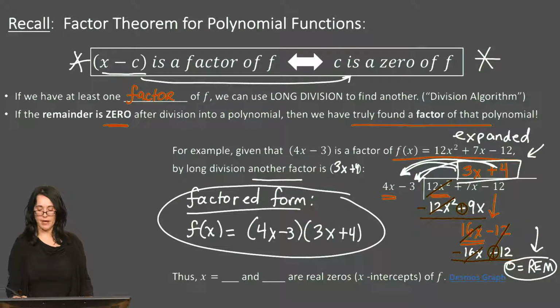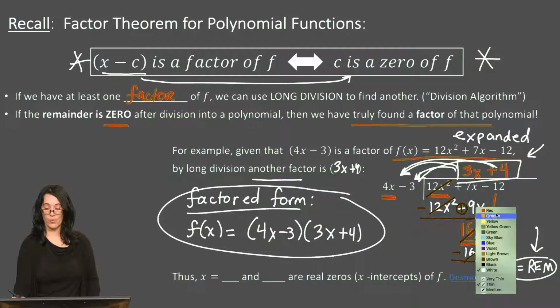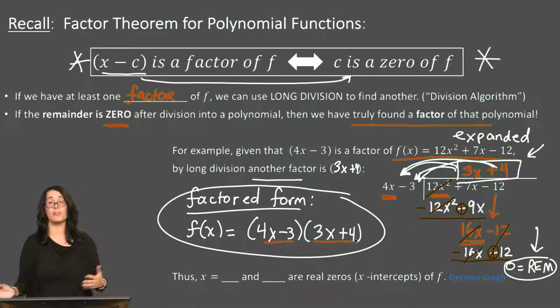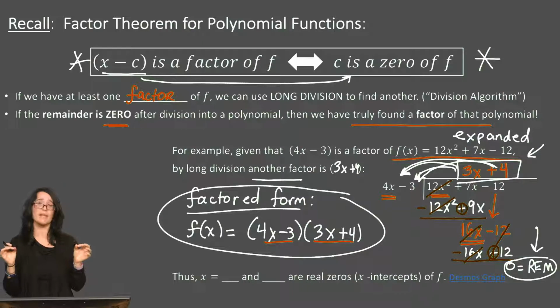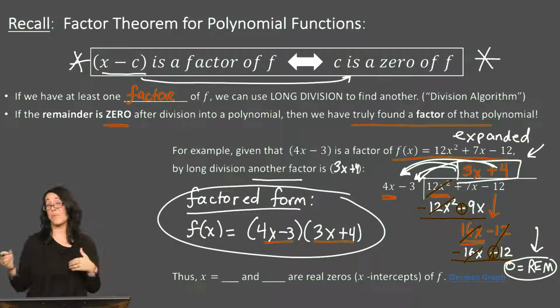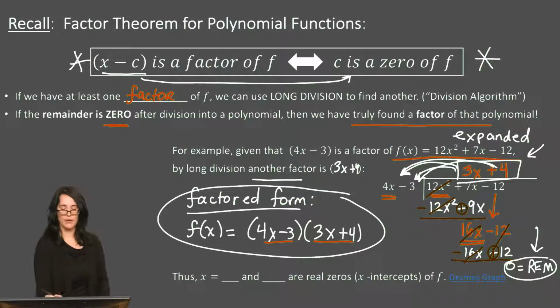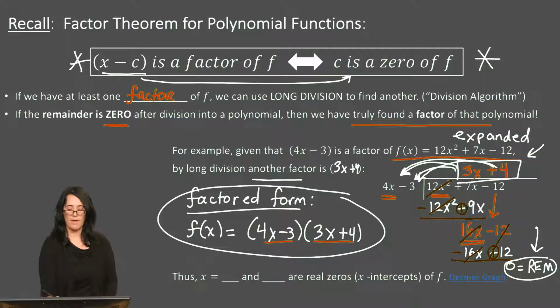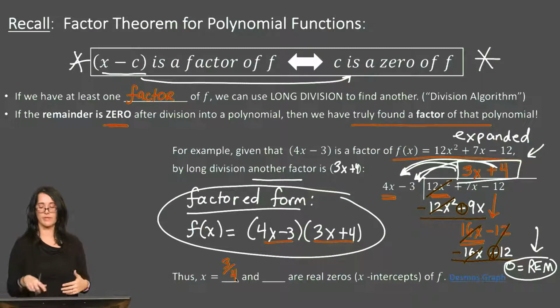Why do I bring this up? Because now we have the x-intercepts, don't we? By setting each factor equal to 0, in our previous videos, we talked about how this allowed us to get our x-intercepts on our graph, and even to know what happens at those x-intercepts. If I were to set 4x minus 3 equal to 0, letting y equal 0, wouldn't I get that x equals 3 over 4?